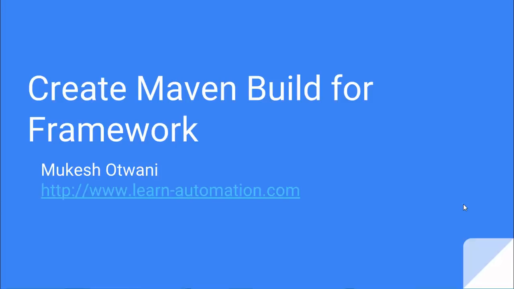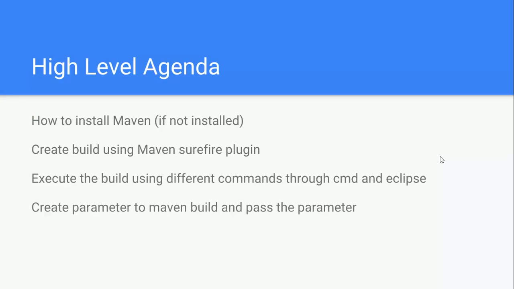Today in this video, we are going to talk about how we can create a Maven build for our framework. In our previous videos, we have seen how to create a framework, how to add the dependencies, how to create the test, generate the report, and add the test data configuration file. Now we need to create a Maven build. Through this Maven build, we can execute our test.